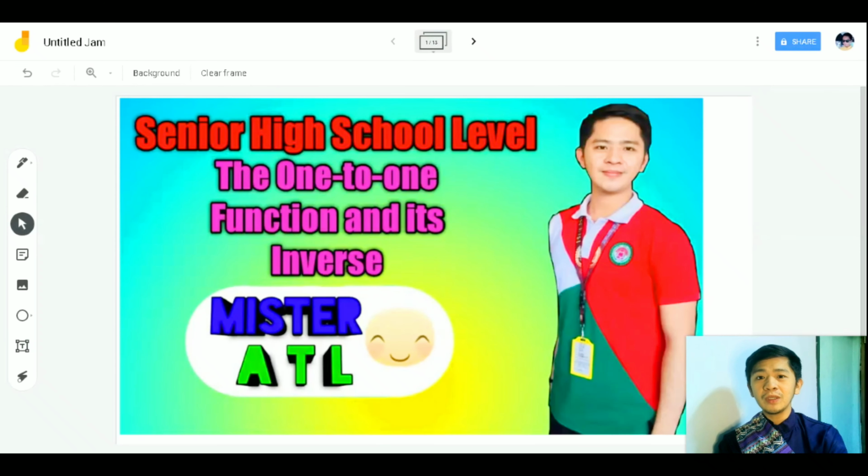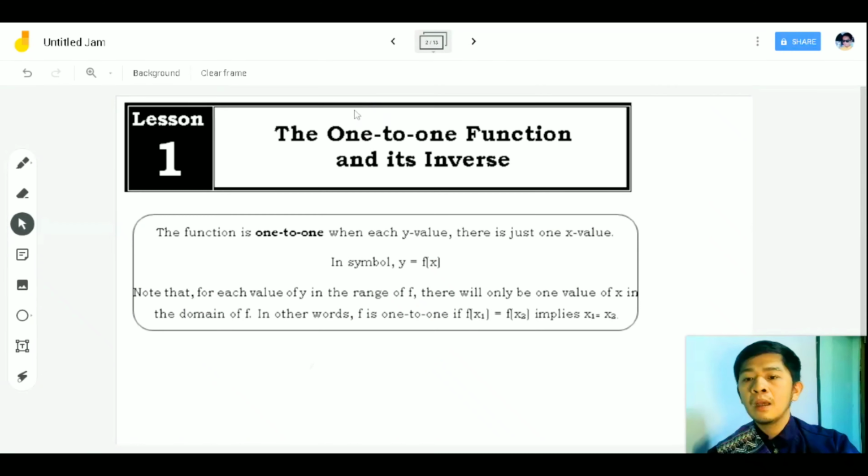So today's video, we're going to discuss the one-to-one function and its inverse. So let's start. The one-to-one function and its inverse.